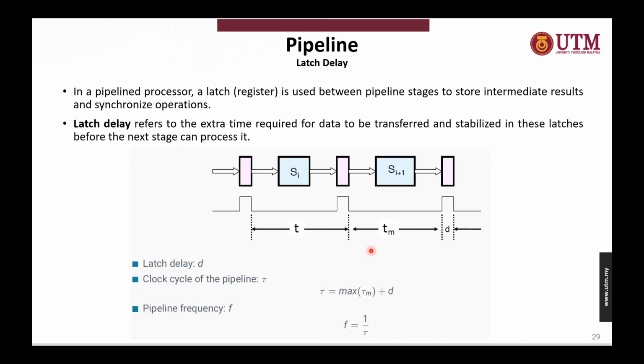Okay, we have the latch delay. So what is a latch delay? In a pipeline processor, a latch or register is used between the pipeline stages to store intermediate results and synchronize operations. All right, because to do a pipeline, a latch is required in between the pipeline stages. So we need to consider the delay produced by the latch.